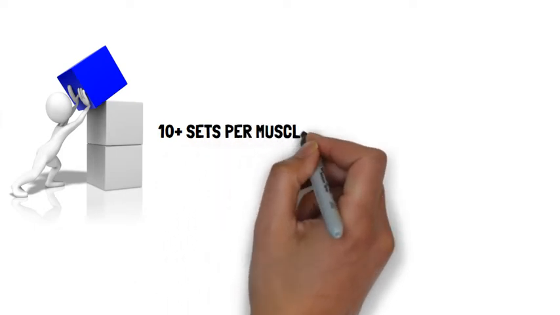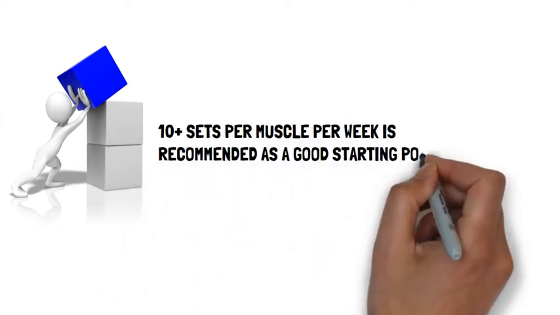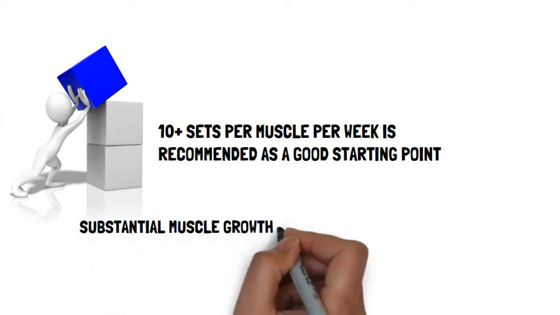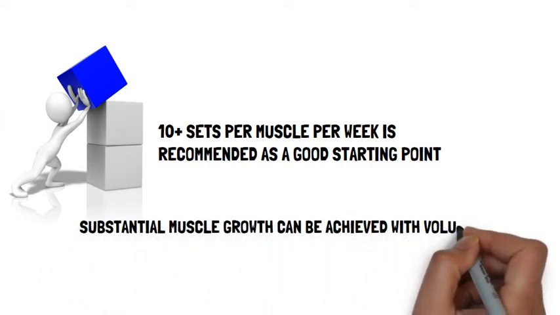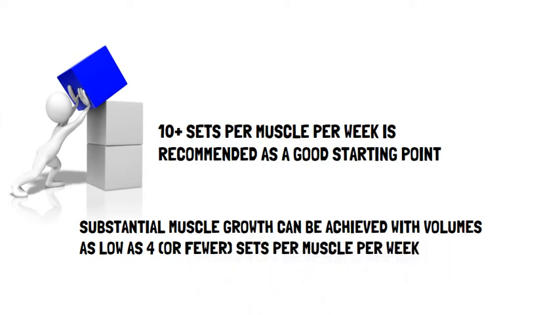10 plus sets per muscle per week is recommended as a good starting point. However, substantial gains can be achieved with volumes as low as 4 or fewer sets per muscle per week. So for those of you who are short on time, lower volume routines represent a viable option to balance efficiency with muscle growth gains.